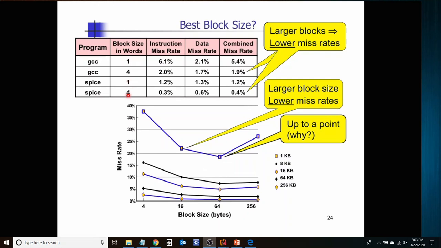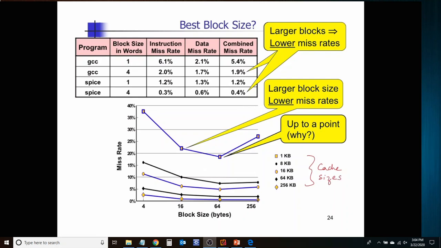So when you go from 1 to 4 words per block, the instruction miss rate goes down, data rate goes down, and also the combined miss rate goes down. So that's the benefit of having more words per block. But what is the limit? Does it keep going down? Can you indefinitely improve the miss rates or make them smaller? The answer is no. As you can see over here, these particular lines correspond to a different cache size. So these are cache sizes.